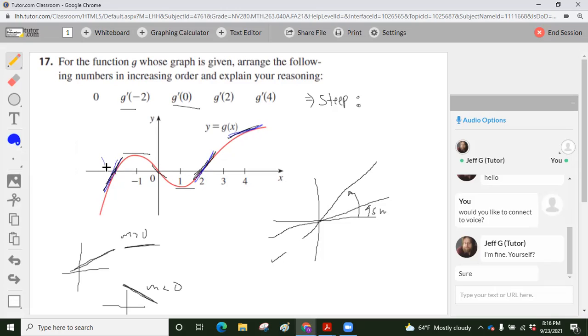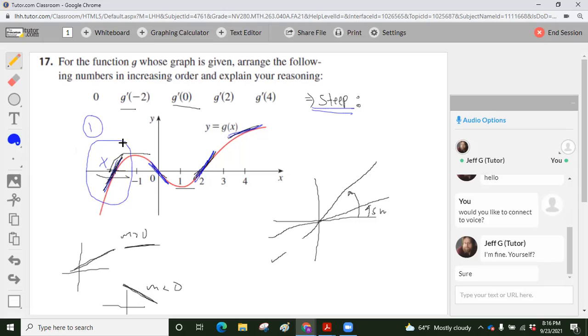G prime of 0 looks like it's negative, so that's going to be less than 0. And then it's just a matter of figuring out which of the positive ones look like they have the biggest slope. So you're saying it's about the distance away from the x-axis? Yeah, if you just put an axis through that point, right here, and looked at the slope of the line, how much distance is there? Is it steep or is it flatter?